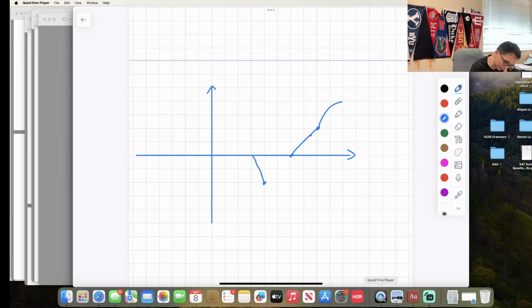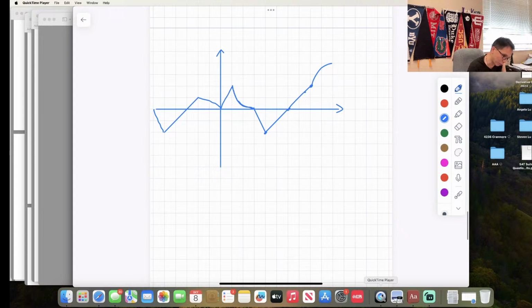This is a line. This is a line here. This is a line here. This is a quarter circle but in a different orientation. And this is here, here, here, here, and here. Okay, so this is a quarter circle.